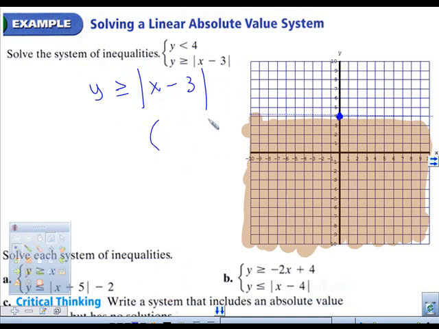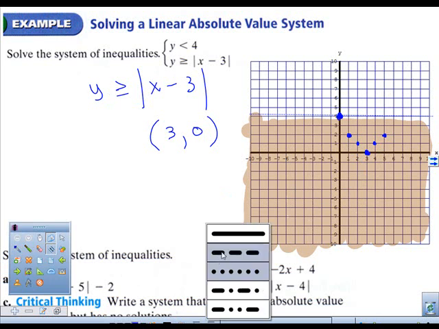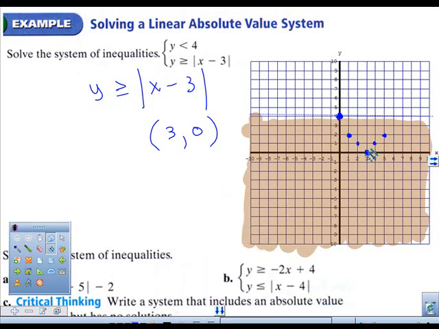So let's find our vertex. Vertex would be the opposite of negative 3, which would be 3 for x. There's no number here, so y is 0. So we're at 3 and 0. Our a value is positive 1. So that means move over 1, up 1, over 1, up 1, to the left 1, up 1, to the left 1, up 1. Alright, we have a solid line here, so our line will be solid when we graph it.